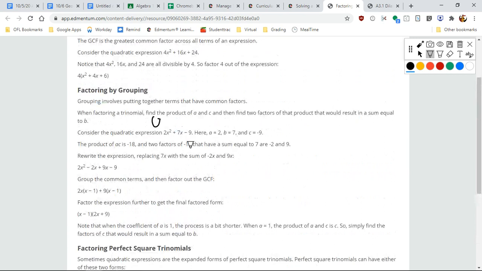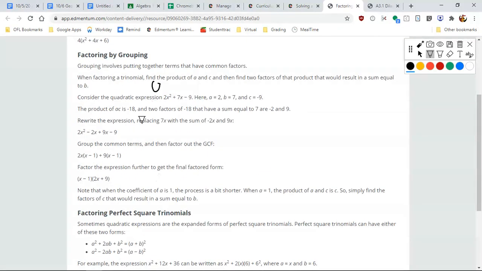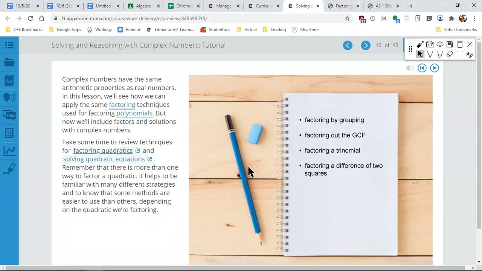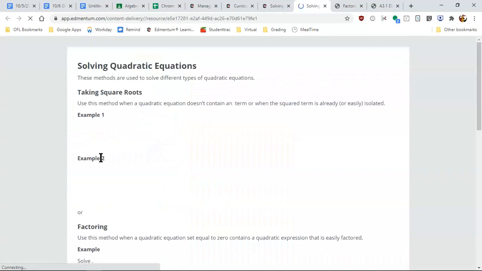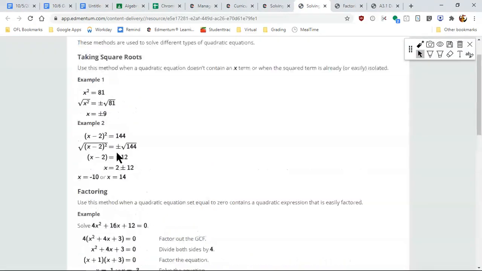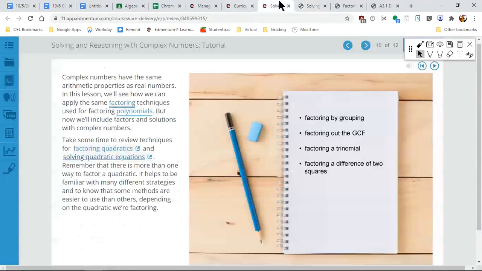I honestly think the box method is easier than doing what's called this AC method. But let me know if you guys want me to cover this AC method. I can teach it. I've taught it a few times. I just always like the box method. And then there's factoring by squaring. You just take the square root, and that's pretty much it.